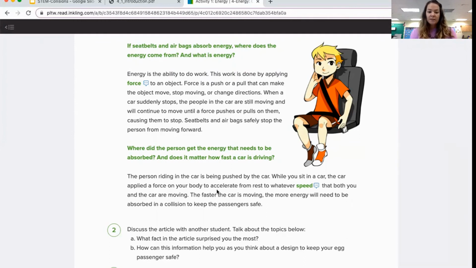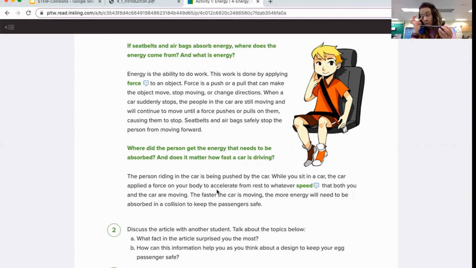So where did the person get the energy that they need to absorb? And does it matter how fast the car is driving? The person riding in the car is being pushed by the car. While you sit in a car, the car applies a force on your body to accelerate you from rest to whatever speed both you and the car are moving.